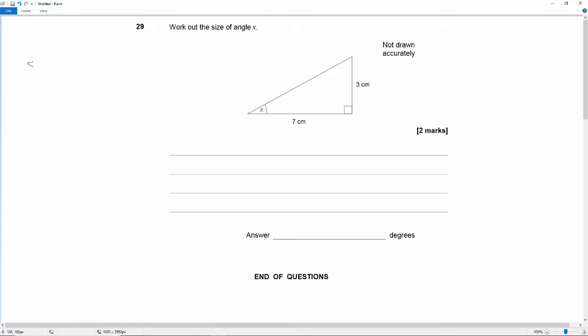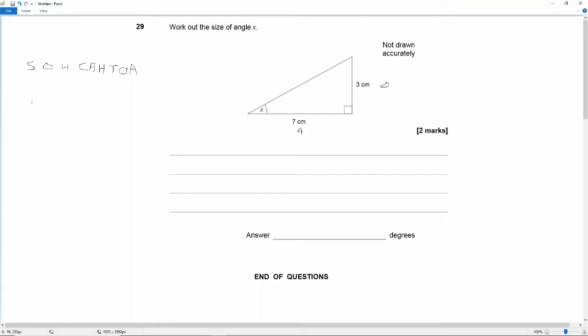So sine is opposite over hypotenuse. Cosine is adjacent over hypotenuse. And tangent is opposite over adjacent. And this is the opposite, and this is the adjacent. So opposite over adjacent is equal to the tangent of x.